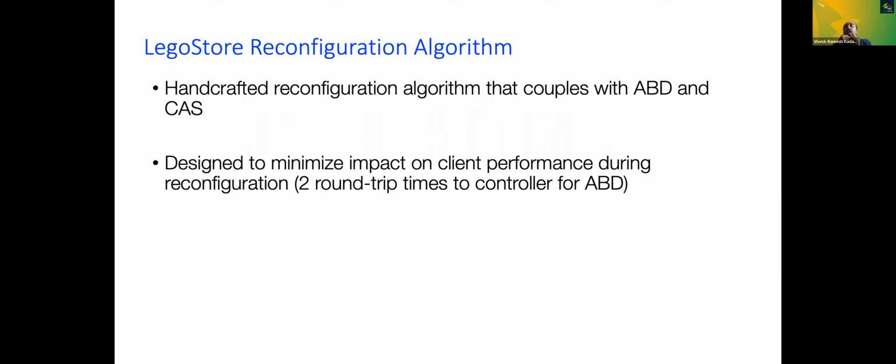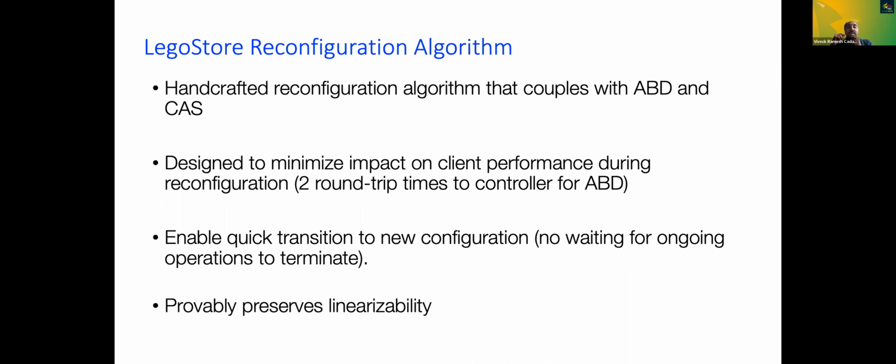LEGOStore has a new reconfiguration algorithm. And this algorithm is handcrafted to couple well with ABD and CAS. Its goal is to minimize impact on client performance during reconfiguration. For our algorithm, the latency penalty of ongoing operations that are concurrent with the reconfiguration is of the order of 2 round trip times between a controller that issues the reconfiguration and the servers in the configuration.